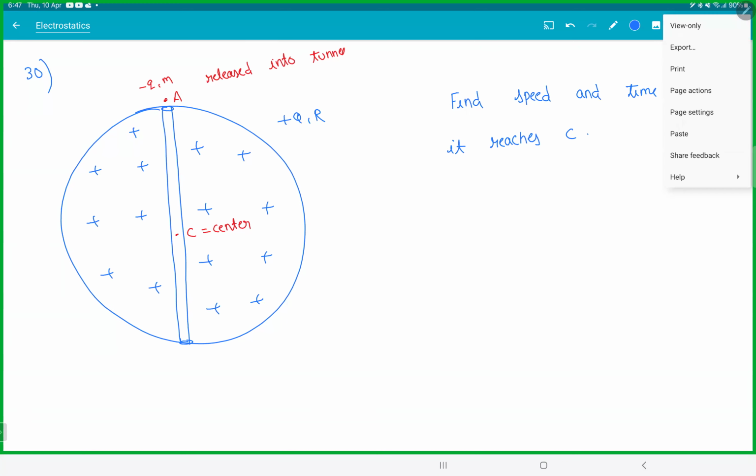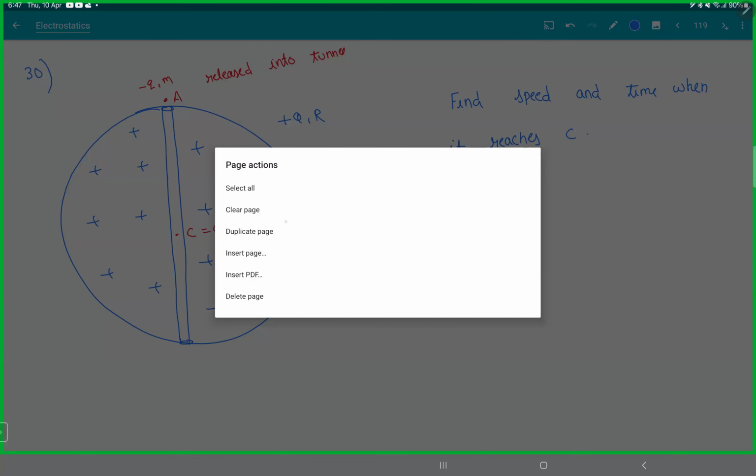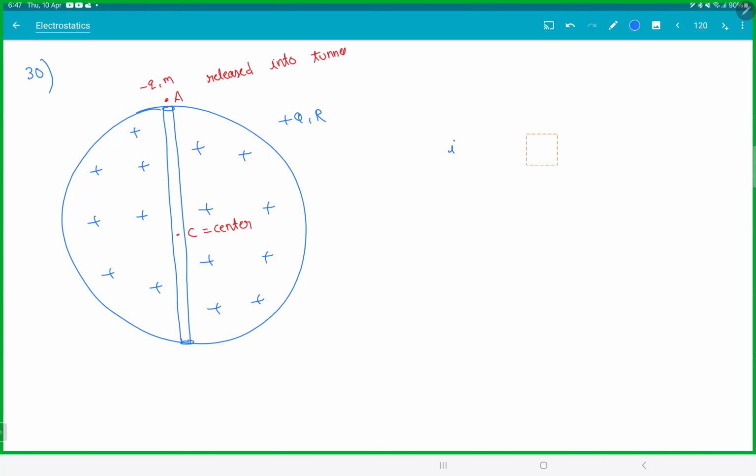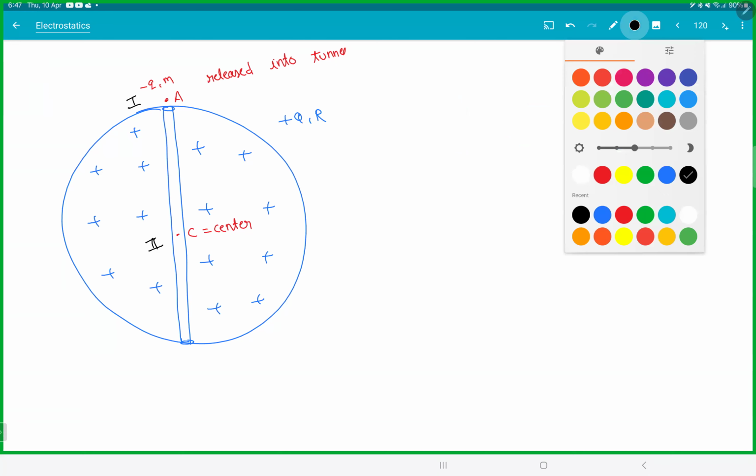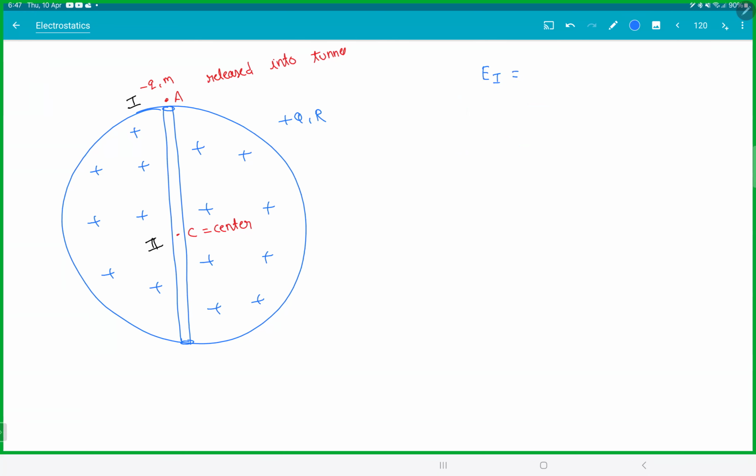How do we start this thing? Look at this. Again, same story. I'm asking you when you reach point C. Matlab, indirectly, I'm telling you A is the initial point and C is the final point. So define this. This is my state 1 and this is my state 2. Initial energy is equal to final energy. Remember, potential energy is potential into charge. So initial energy, kinetic energy is 0. So potential energy on the surface will be kq by r, potential into minus q, is equal to potential at the center, which is how much? 3kq by 2r. Be careful, it is not 0, plus half mv square.